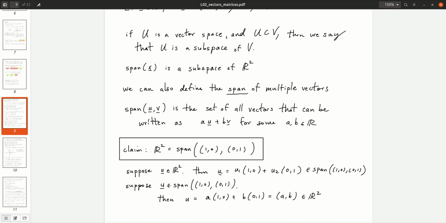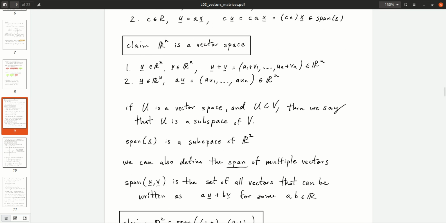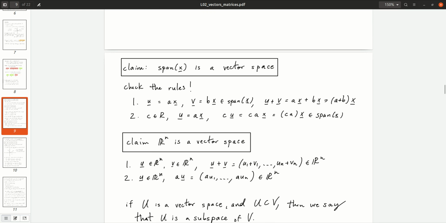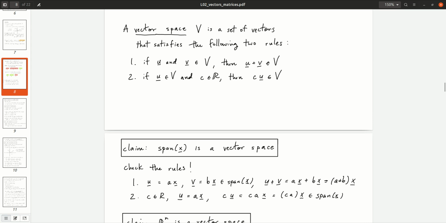Now here's another claim that I haven't written on the notes here: the span of u, v is also a vector space. So what I'd like you to do as an exercise is to prove that the span of u, v is a vector space. And you can use our proof for the claim that the span of a single vector is a vector space as a guide for how to do that. So essentially what you have to do is check that it satisfies the rules for being a vector space.